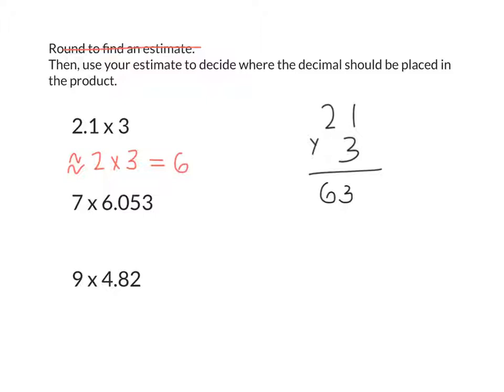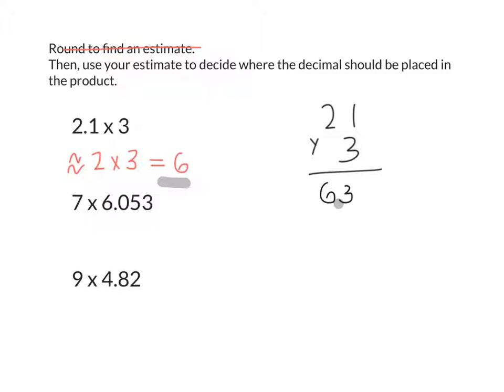If I know that I need my answer to be pretty close to 6, where would I need to put the decimal point? If I put the decimal point here, what would my answer be? 63. Is that pretty close to 6? No. What if I put my decimal point here? What's the answer? 6 and 3/10. Is that pretty close to 6? Yes. What if I put it here? No. What would the answer be? 0.63. Not 63 thousandths, it's 63 hundredths. So, would that be close to 6? Where would be the best place to put the decimal point so that my answer is close to my estimate? Well, 6.3. So do you see how you can use estimation to help you figure out where the decimal point should go? Let's try that again.